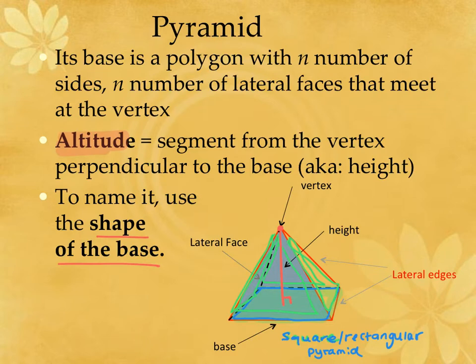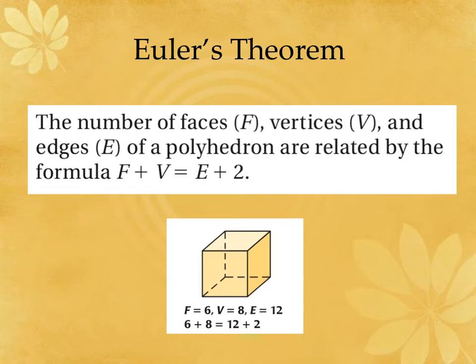So pyramid, one base; prism, two bases. Euler's theorem is something that you can use to help you check to make sure you know all the right number of vertices, edges, and faces. So the number of faces, which we're going to use F for, vertices, and edges of a polyhedron are related by the formula called Euler's formula, which says F plus V equals E plus 2.